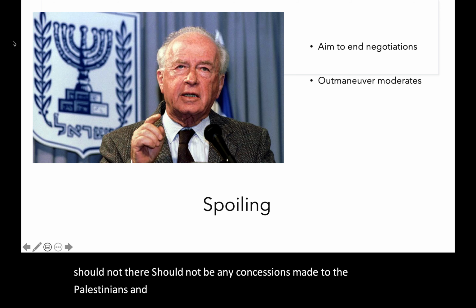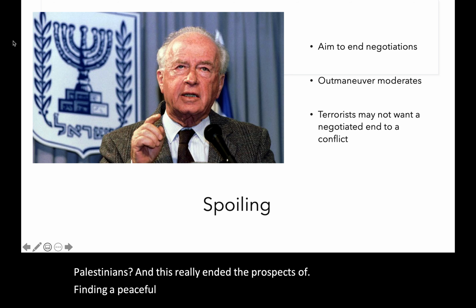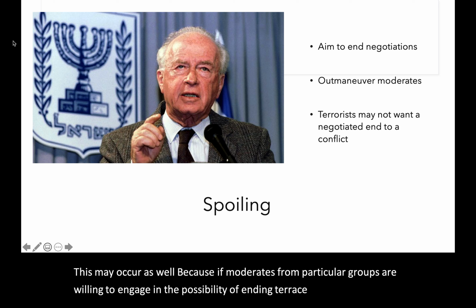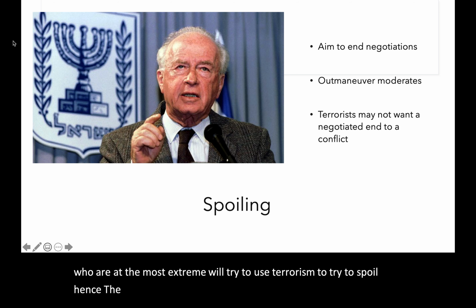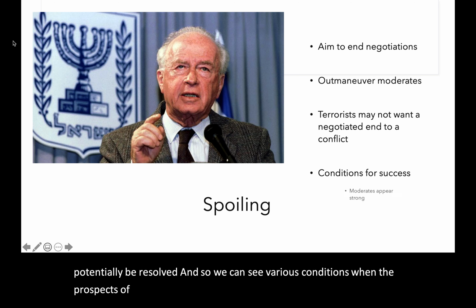And this really ended the prospects of finding a peaceful settlement with the Palestinians. And so this may occur as well because if moderates from particular groups are willing to engage in the possibility of ending terrorist negotiation, those who are at the most extreme will try to use terrorism to try to spoil, hence the name, and end those negotiations to not allow the conflict to potentially be resolved. And so we can see various conditions when the prospects of spoiling are a successful strategy for terrorists.